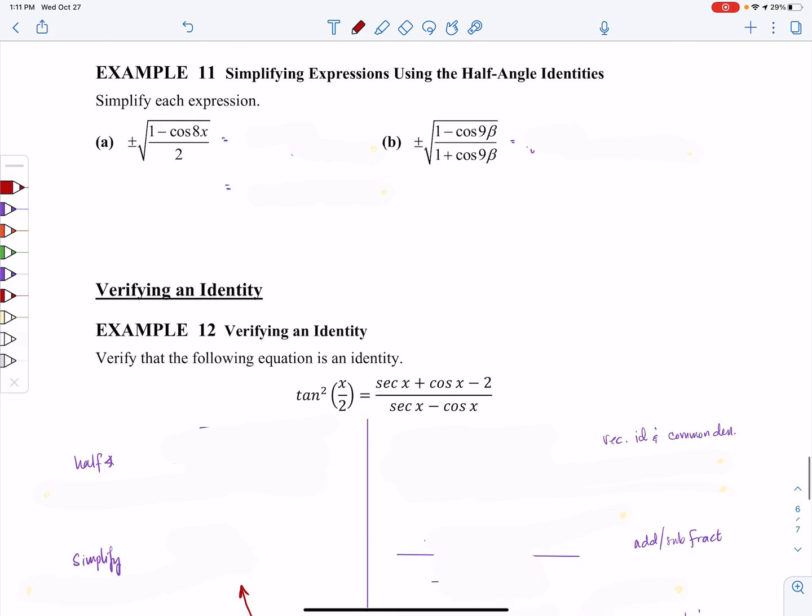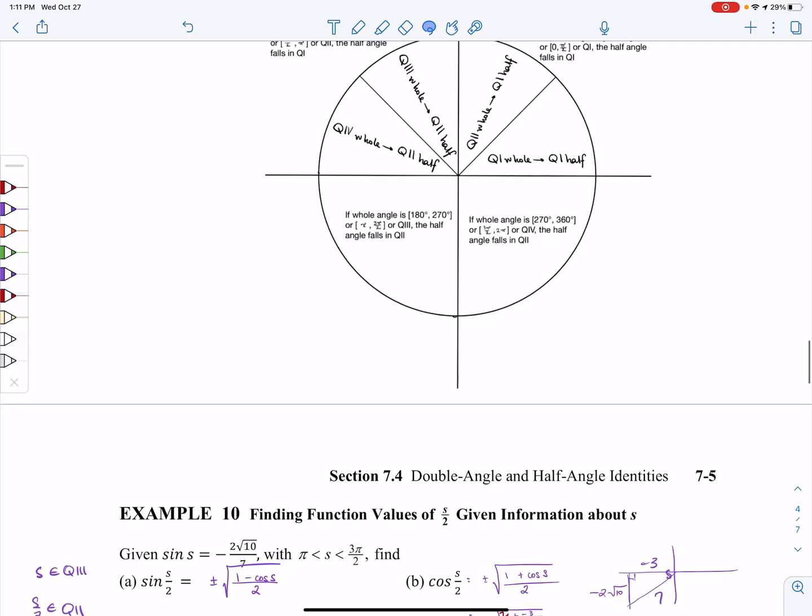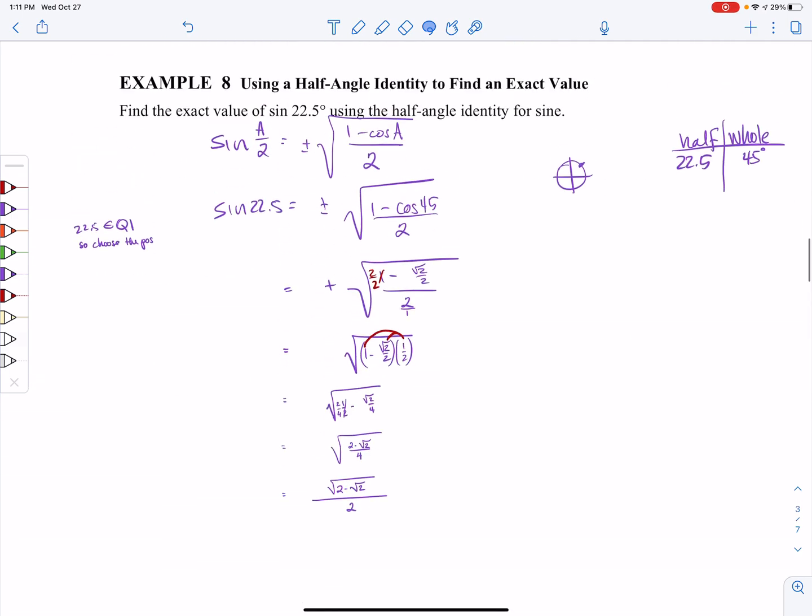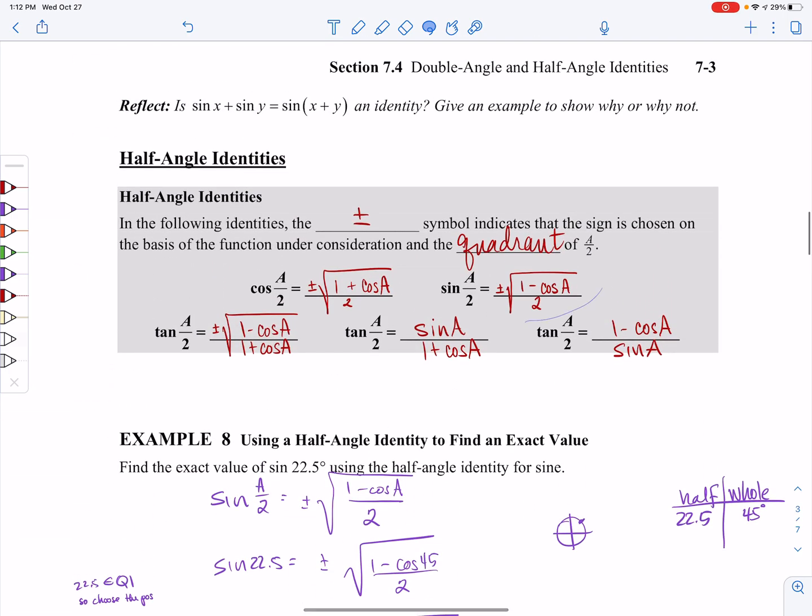So for example number 11, we're asked to simplify again. This is a working backwards question. So all you need to do is go back to your identities and find an identity that matches this guy. And so that's going to be, where are they? That's going to be this one right here. So that's what I have written right now.